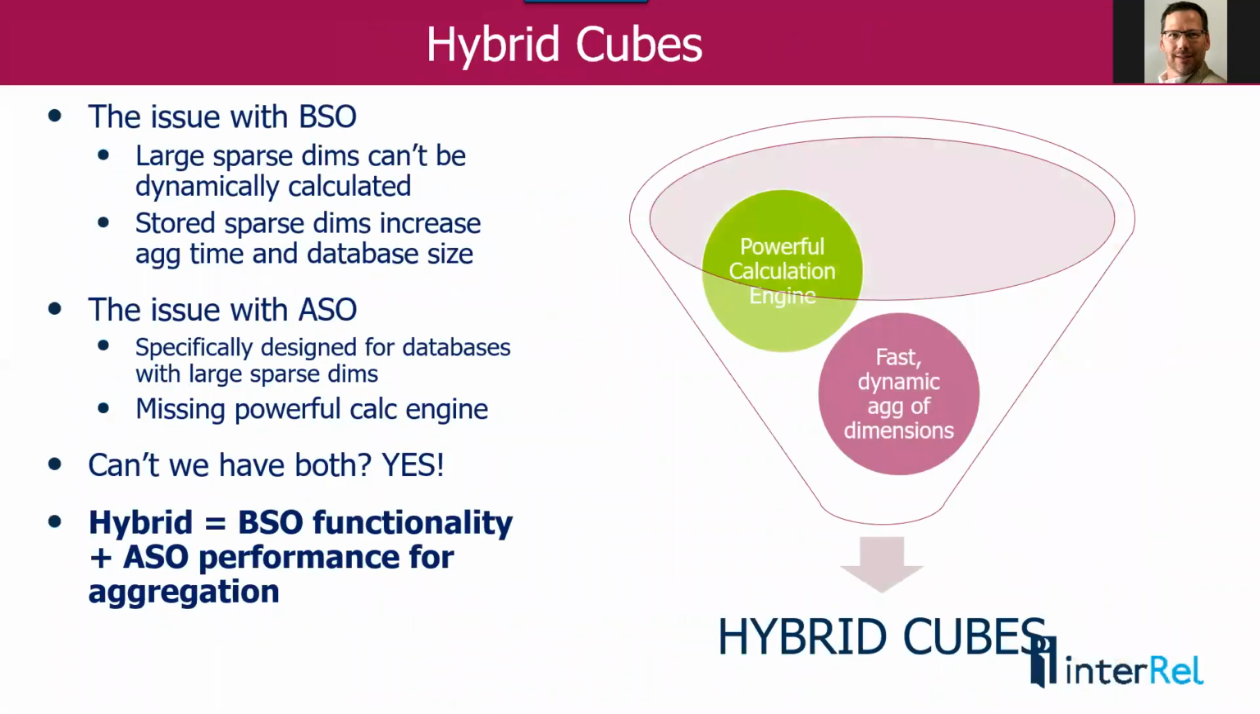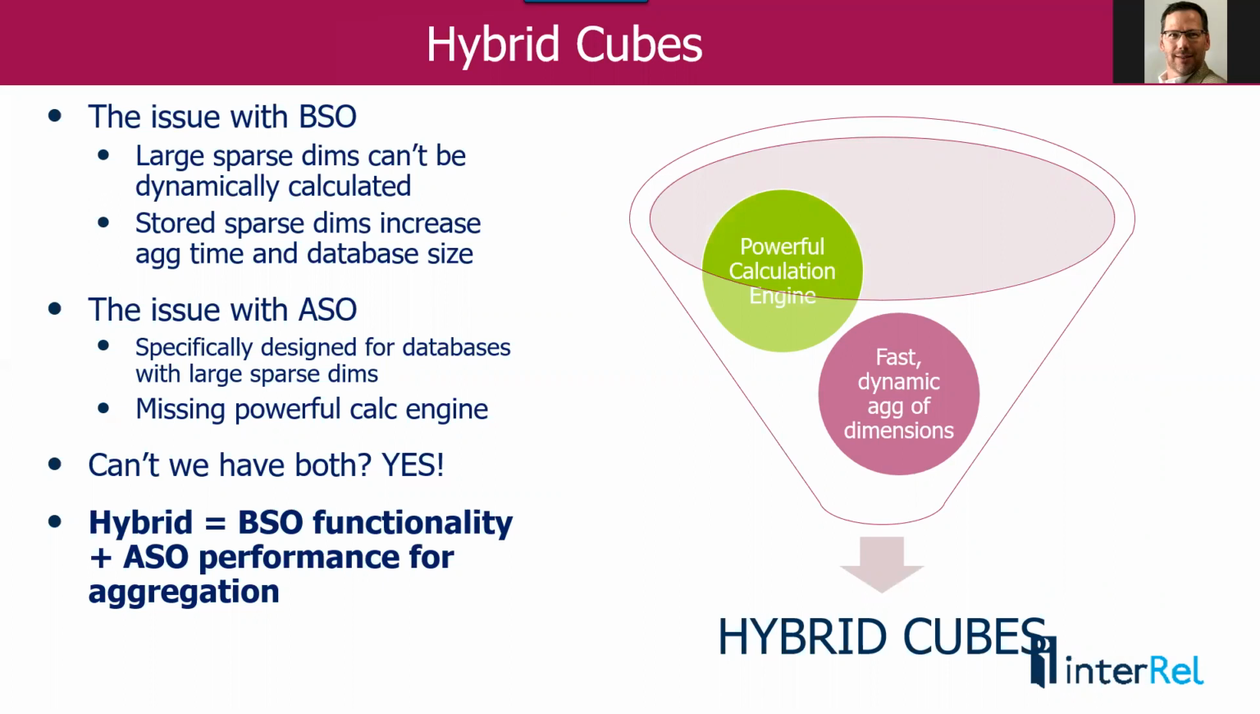In BSO cubes, large sparse dimensions must be stored. They cannot be dynamically calculated. It would result in too much block I/O at query time and impact performance. Very large stored sparse dimensions can lead to lengthy batch aggregation times, as well as large database sizes that grow in relation to the number and size of the sparse dimensions. Even with such drawbacks, block storage is widely used for its powerful functionality.